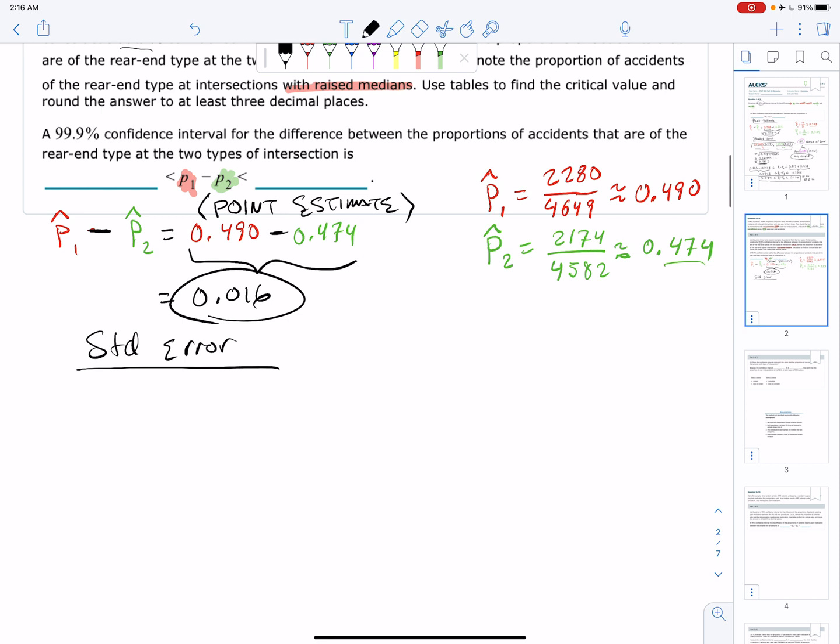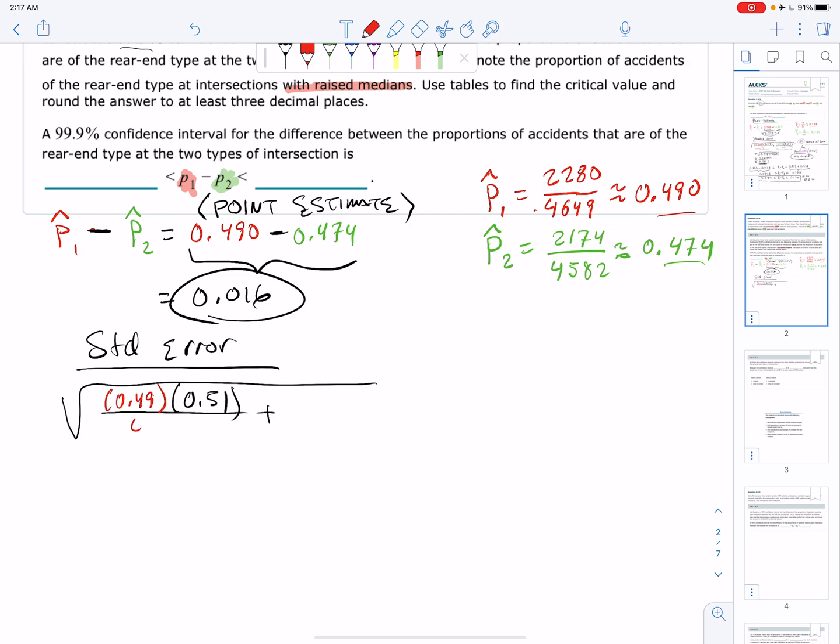Next thing, let's just tackle that beast, which is the standard error. The standard error is this big square root that we've got to deal with. We start off with our first sample proportion, 0.490, times its complement. So 1 minus 0.49 is 0.51. This is all divided by our first sample size, which is 4,649.